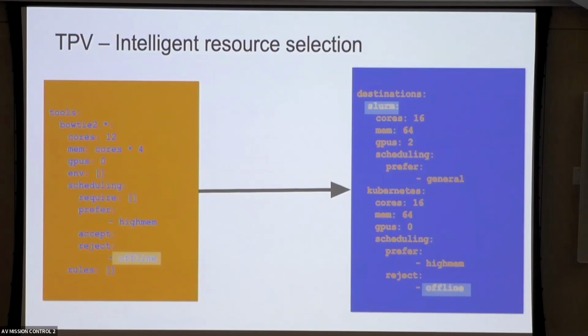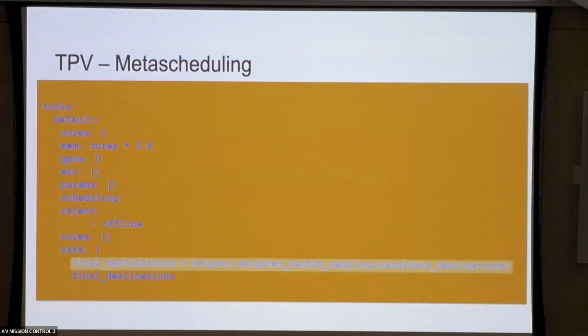A more detailed example, because you can do additional things. You can tag both tools and destinations with specific tags, which makes it a bit more dynamic. So you could have a destination that only accepts or prefers high memory jobs. But you can also tag, for example, the destination as offline. So even if it is the better destination, it wouldn't be able to accept the job because it's marked as offline.